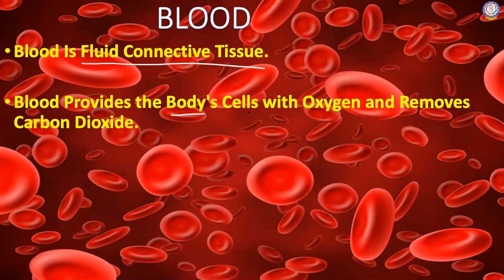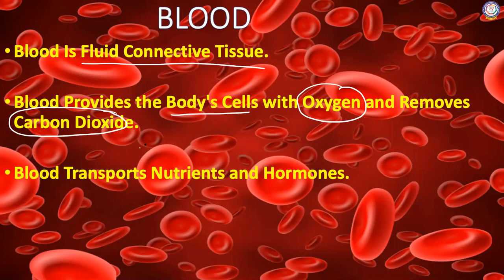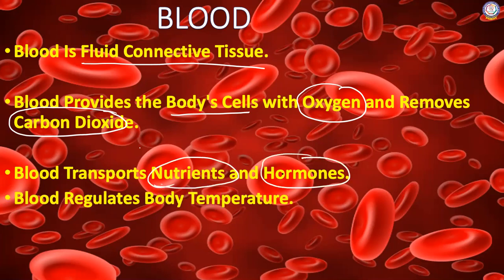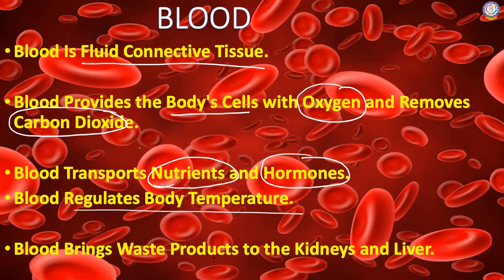Blood provides the body cells with oxygen and removes deoxygenated blood, that is, carbon dioxide. Blood transports nutrients as well as hormones. It regulates the body temperature, homeothermic we call it. Blood brings waste products to the kidney and liver, so it is excreting also. Removal of waste products is otherwise called excretion, and these organs take the role in excreting the waste products.